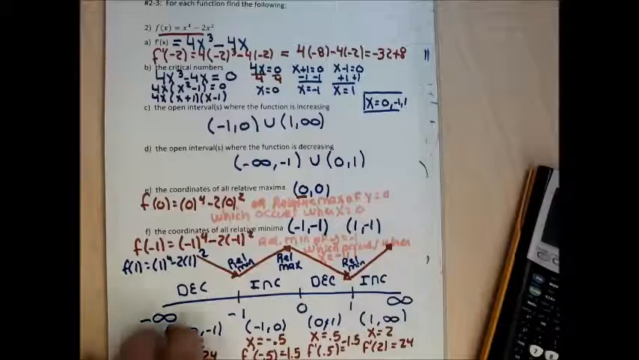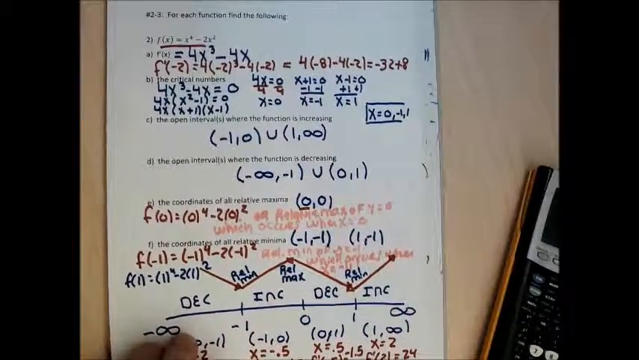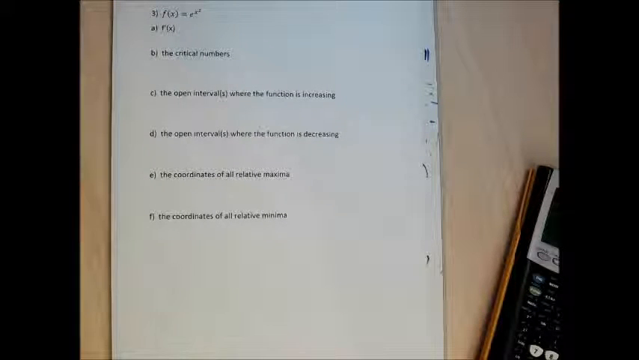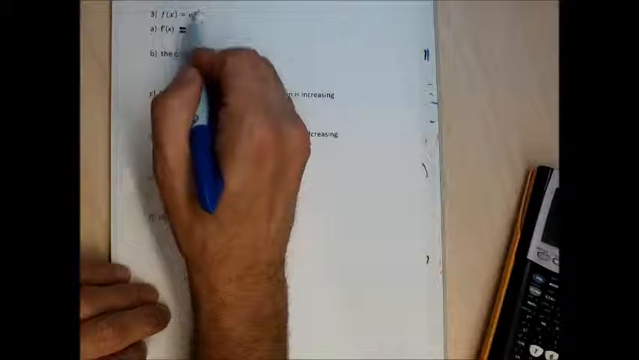Already 16 minutes into this, and we haven't gotten to the long problems yet. Number 3 wants me to do the same thing with this e function, so let me do the same thing. First, I'm going to find the derivative. The derivative of an e is super easy. I just take the derivative of the exponent. Exponent is x squared.